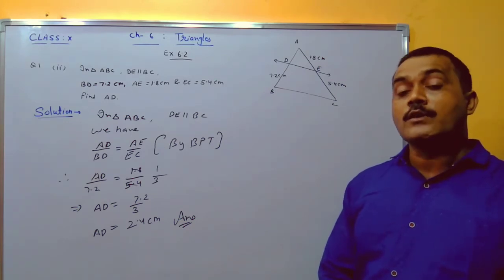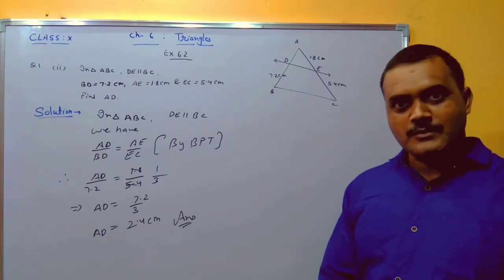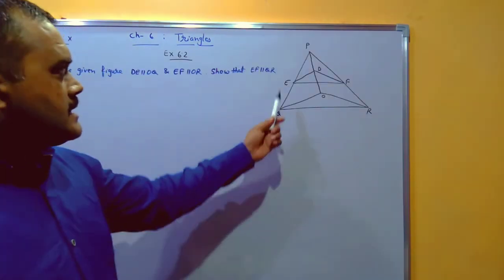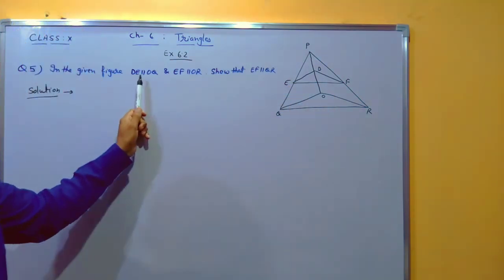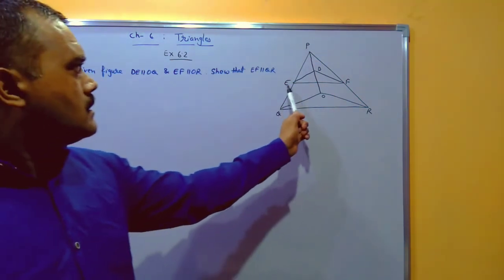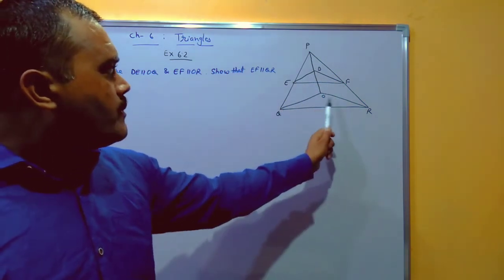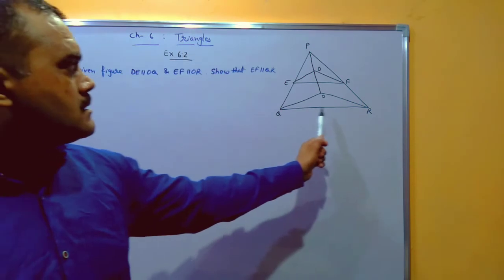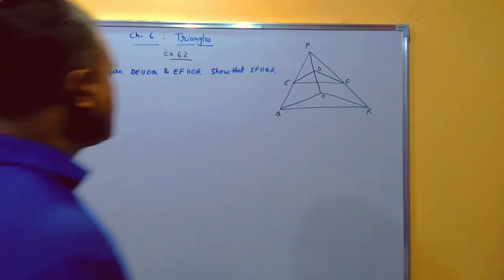Now let us see one more question in which we use the converse of BPT. Let us see how to do that question also. Now you can see this diagram. In this you are given this DE parallel OQ and DF parallel OR, and we need to prove this QR parallel EF. So this is quite simple.